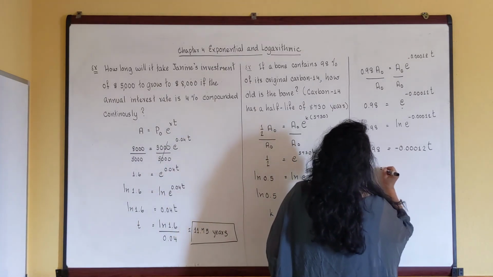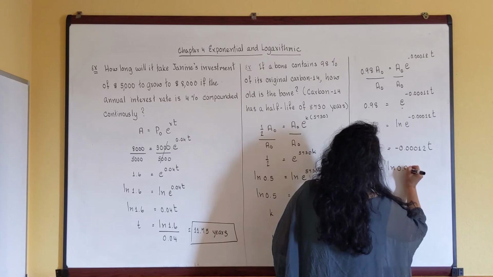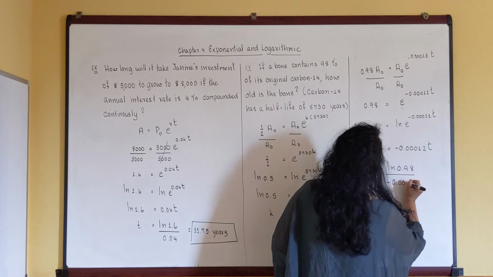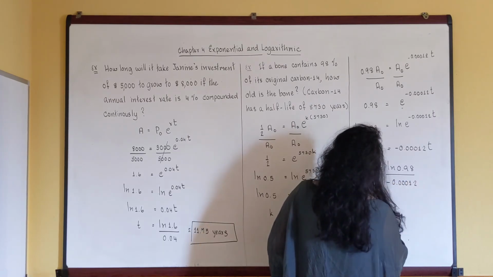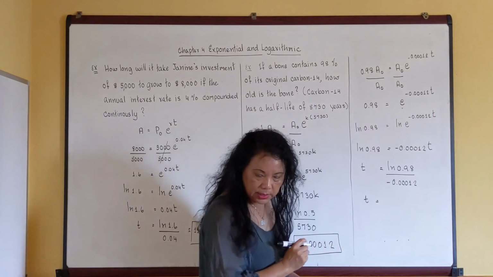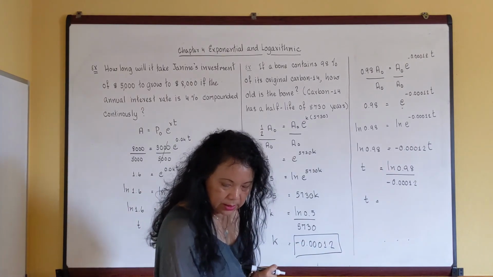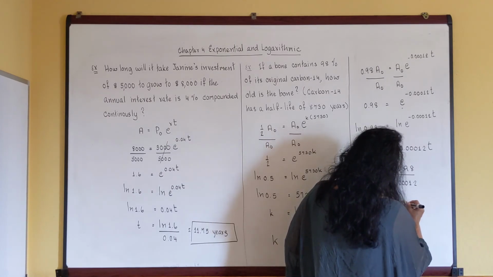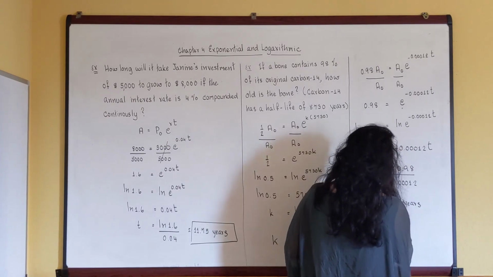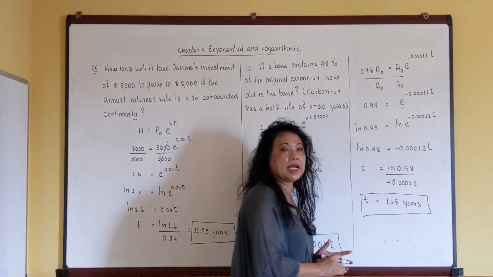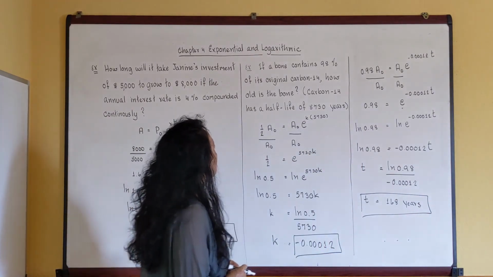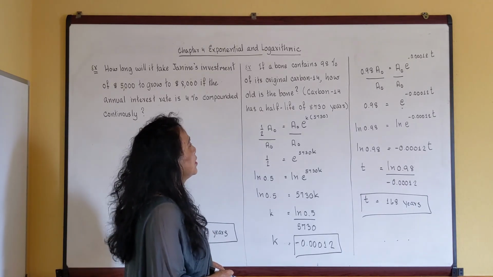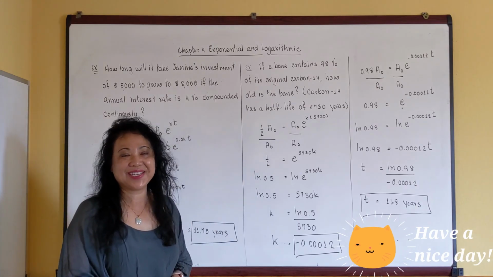So t will be ln 0.98 divided by negative 0.00012. Let's see, we use the calculator, it's going to be 168 years. So it takes 168 years for the bone to contain 98% of its original carbon-14. Alright, we finished chapter 4.